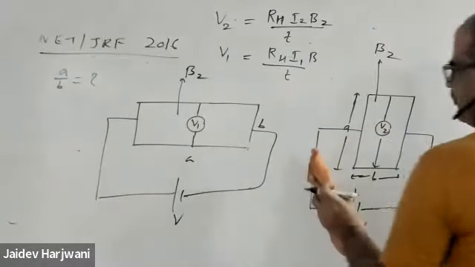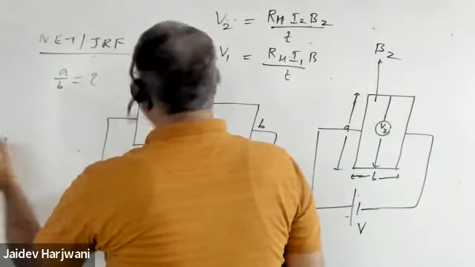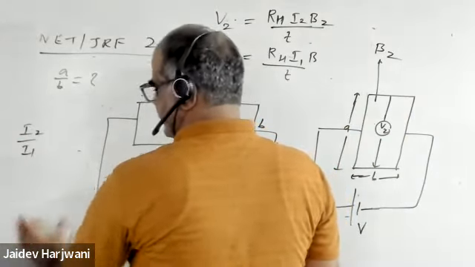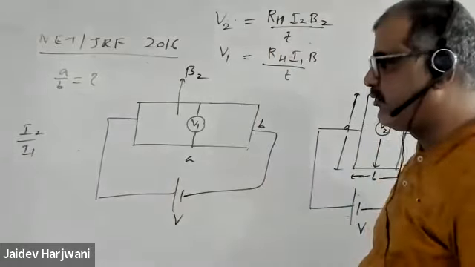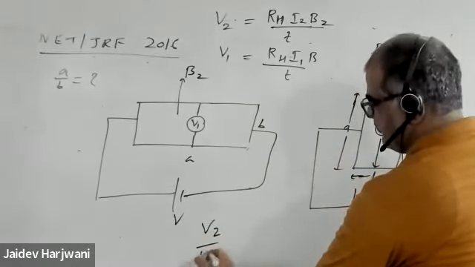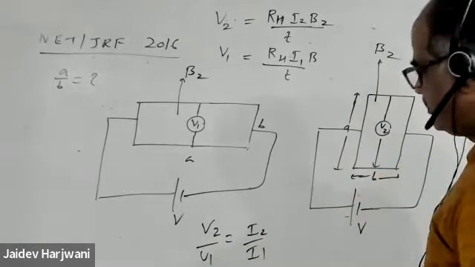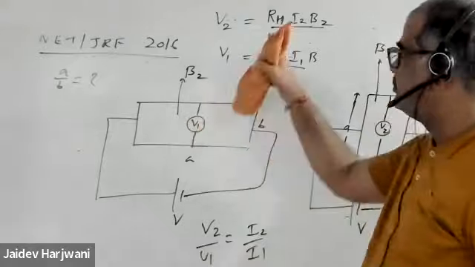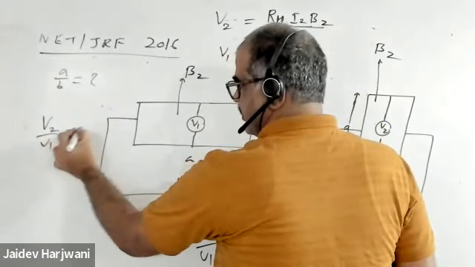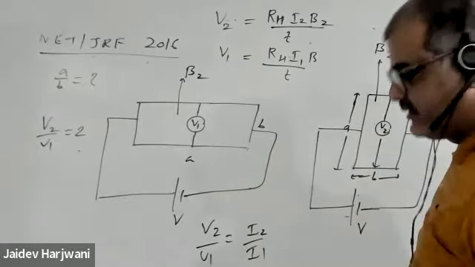Now just calculate the ratio of V2 by V1. If you calculate V2 by V1, it comes out as I2 by I1. V2 by V1 is already given in the question as 2. Now you want the ratio of I2 by I1. So what is the value of I2 and I1?